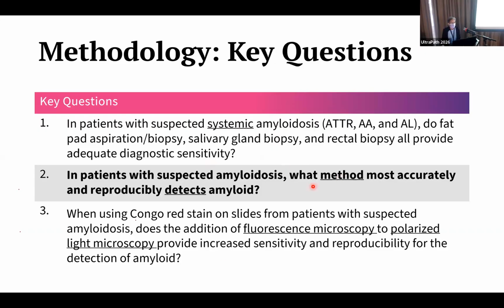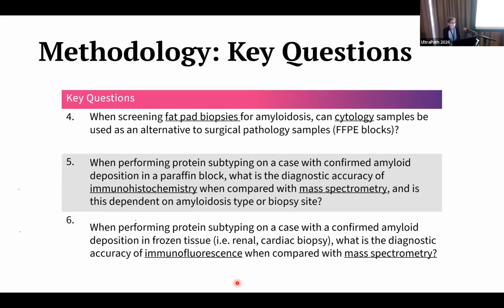Can you do fluorescence microscopy to improve sensitivity versus light microscopy and cross-polarized light microscopy? Cytology, can you do cytology? Is it equally sensitive, specific? What about FFPE? And then 5 and 6 were both protein subtyping, and these were controversial, as you might understand, regarding the use of mass spectrometry. 5 was IHC versus mass spec, and 6 was immunofluorescence versus mass spec.